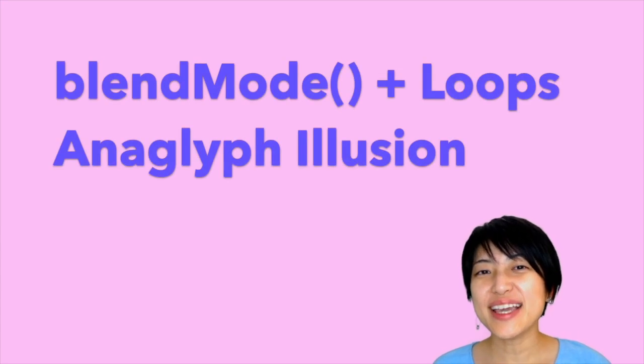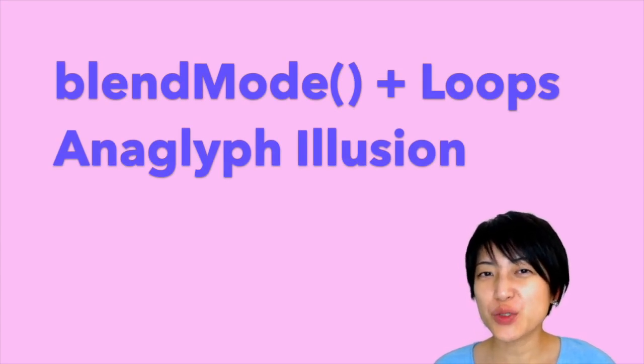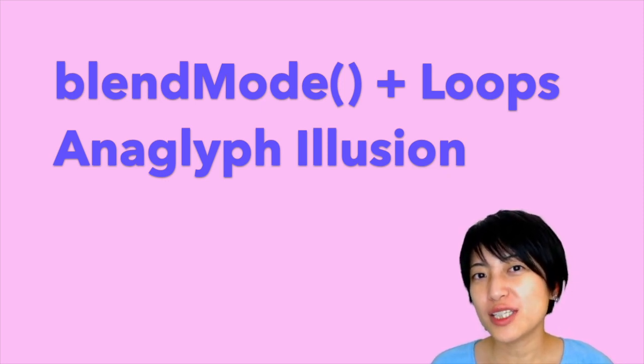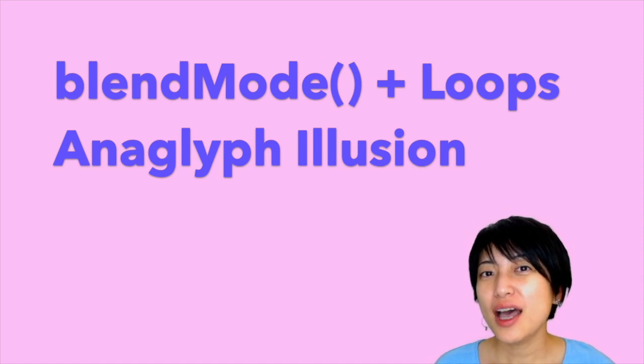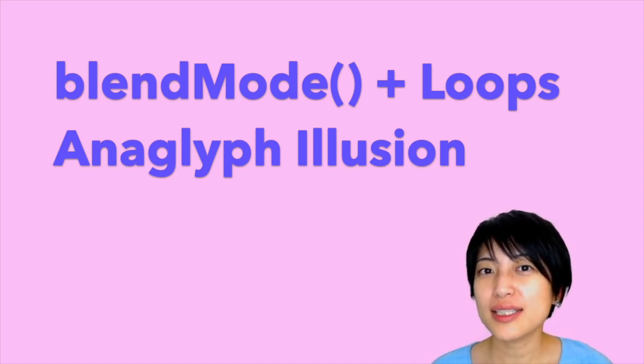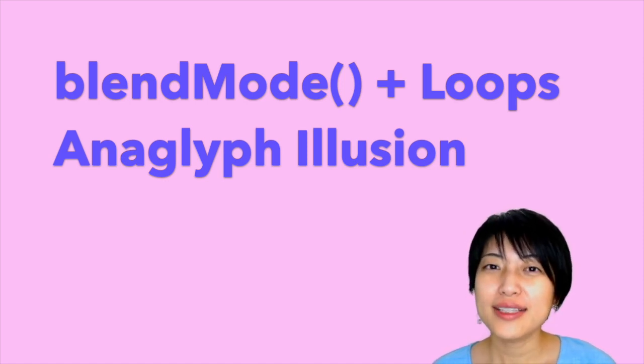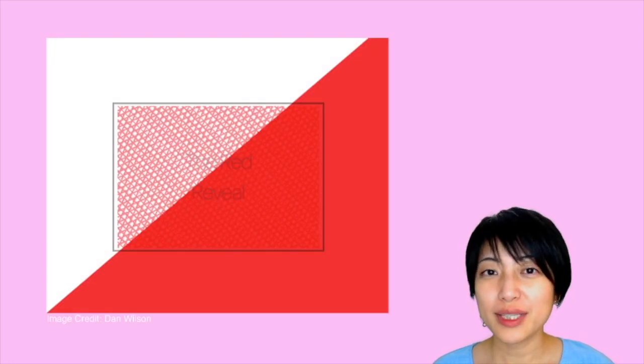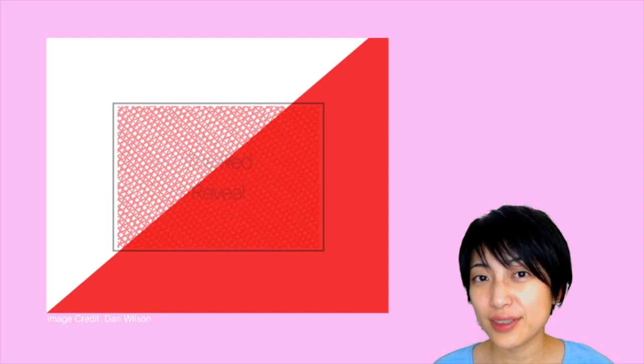So this is a special edition tutorial for the for loop chapter. In this tutorial, we are going to explore some techniques of creating different kinds of illusions. And specifically, we are going to explore something called the anaglyph.